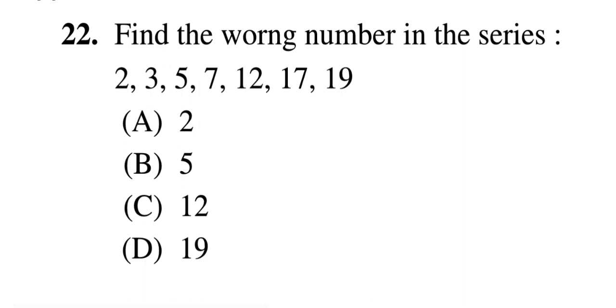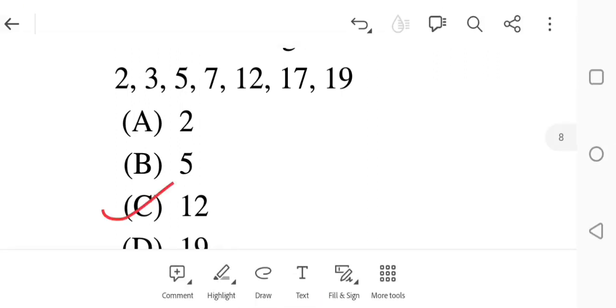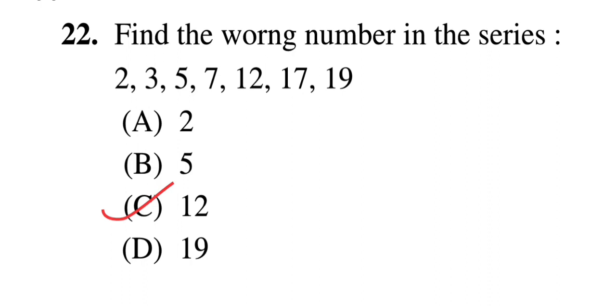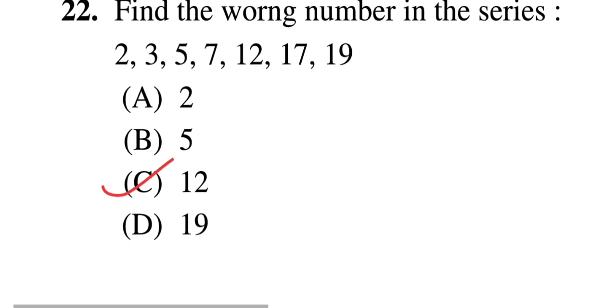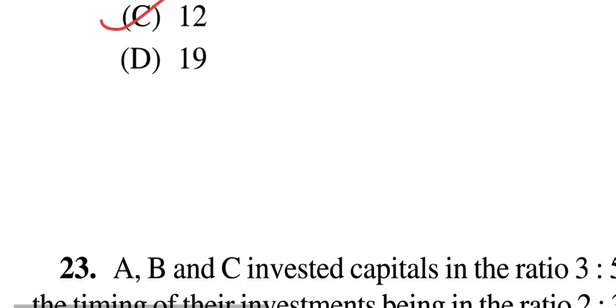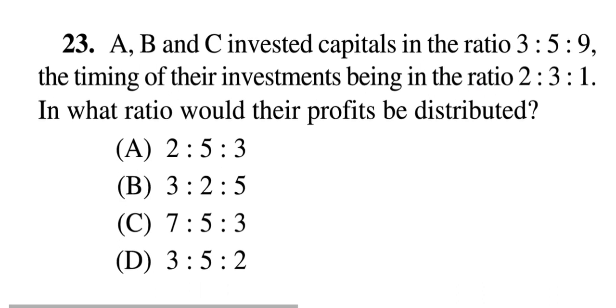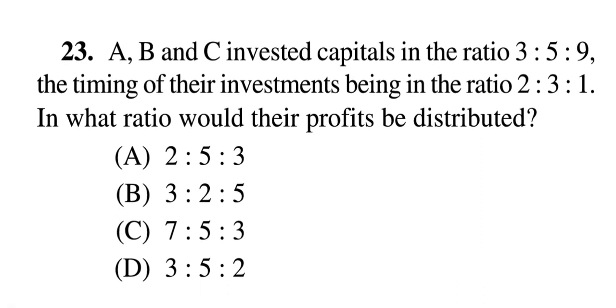22, correct answer will be C. 12 will not be the correct answer. Means this is the wrong number in a series. Got it? How it is 12, that you have to find out through your numerical ability skill. 23, it says this is also related to maths, so I will not try to show you how to solve it. I will just tell you the correct answer of this question.